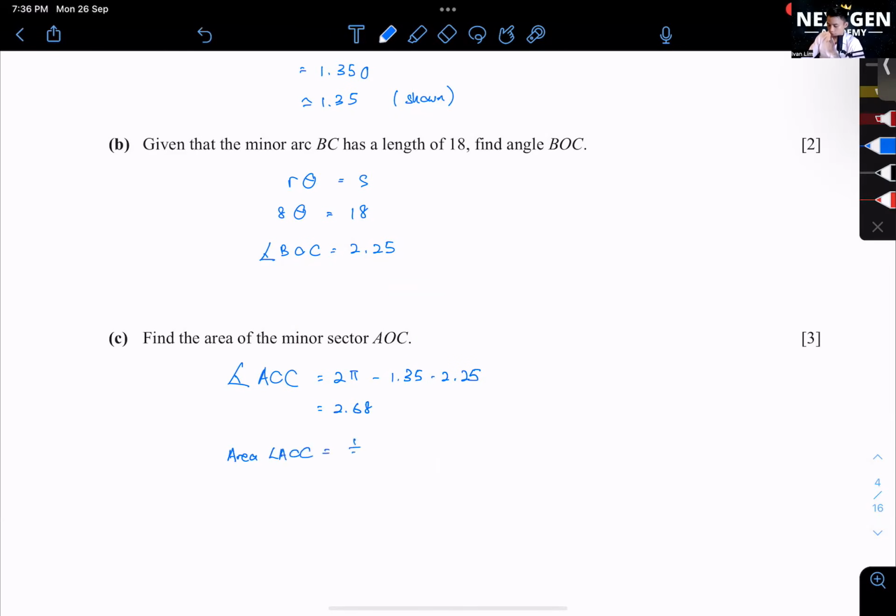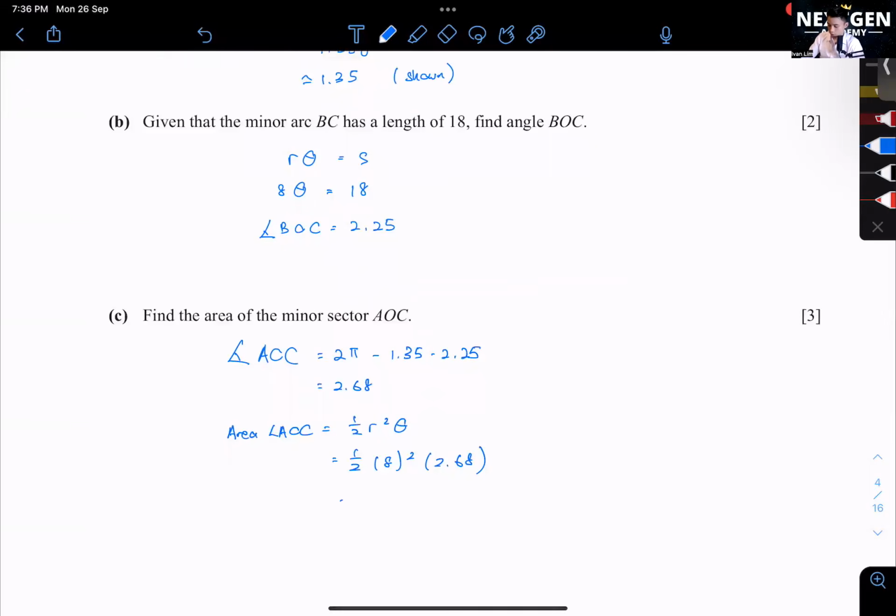Area AOC will be half r squared theta, half times 8 squared times 2.68. Okay, you will get 85.9, or 85.8. By the way, if I didn't give you all marks, you just add marks or minus marks accordingly, because some of it I might have missed also.